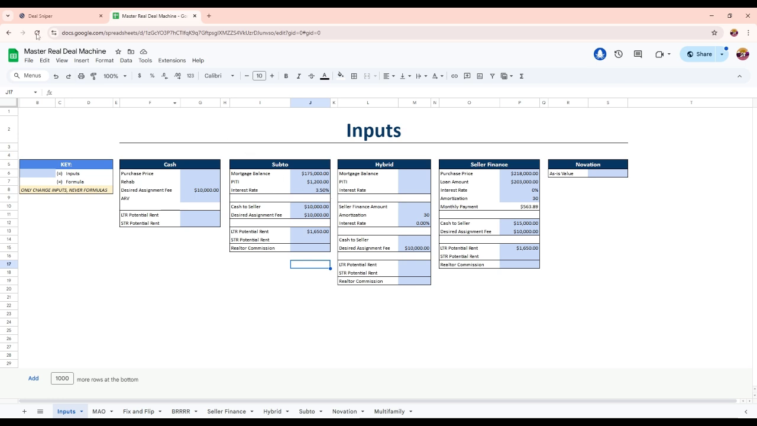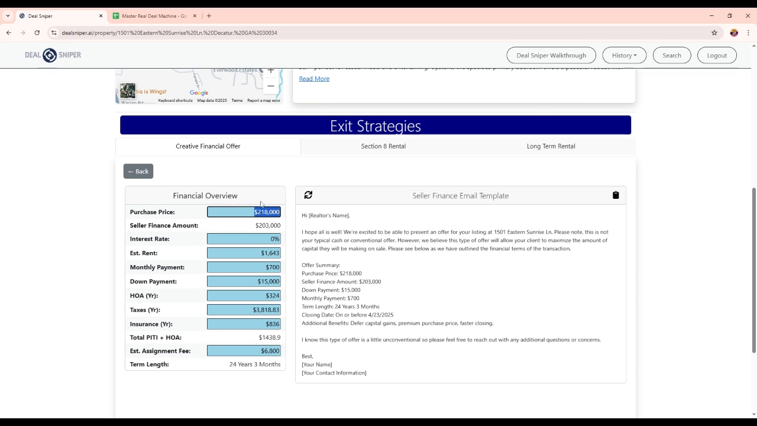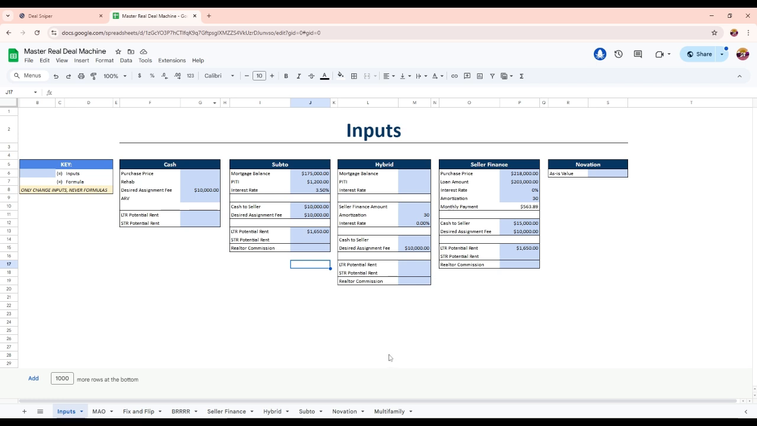So let's work a deal. We're going to use the exact same one that we've been using in the series. So $218,000 is the purchase price. Now let's say that their mortgage is $100,000. We'll keep it very simple. So mortgage balance, $100,000. PITI, we will keep at the same $1,200 a month. Interest rate, keep it the same, 3.5.